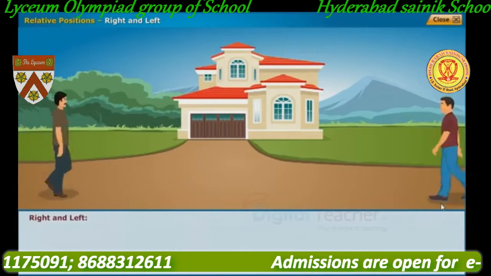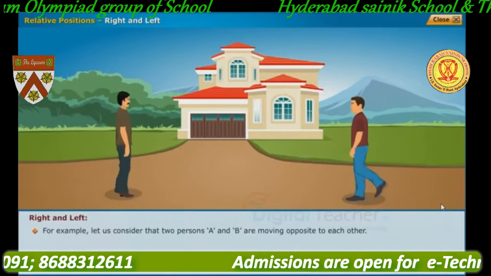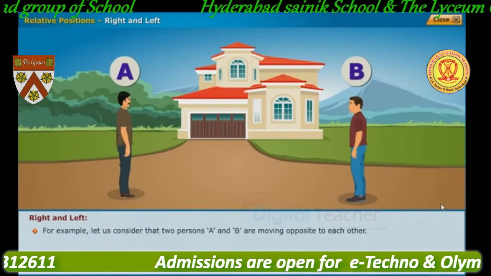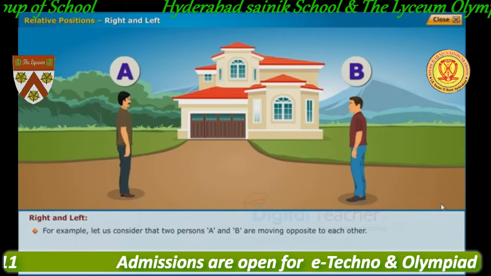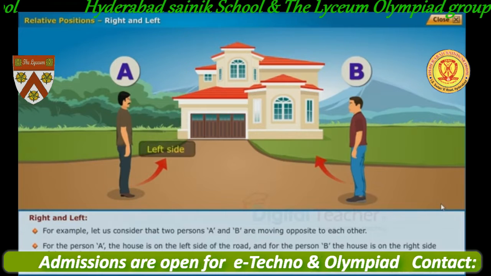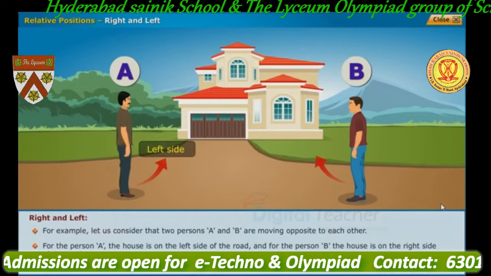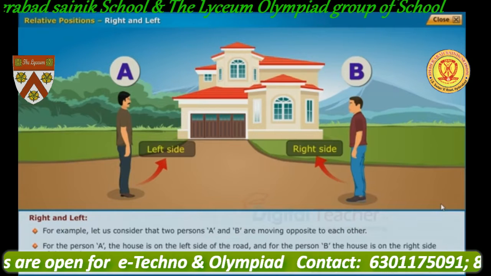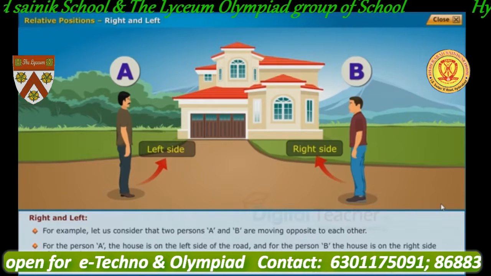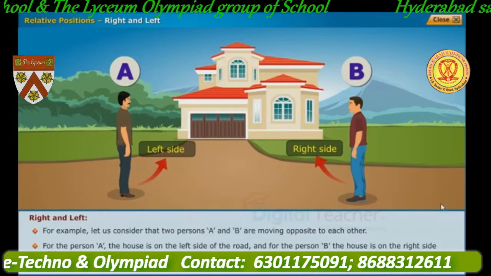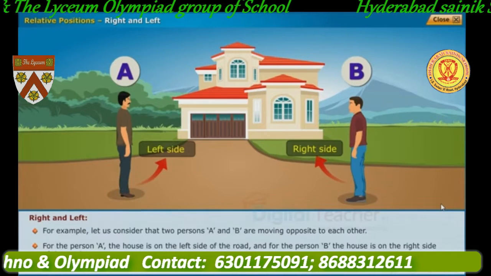Right and left. For example, let us consider that two persons A and B are moving opposite to each other. For the person A, the house is on the left side of the road, and for the person B, the house is on the right side of the road. Thus, the position of the house is relative to the observer, that is clearly when speaking of the left and right of a person.